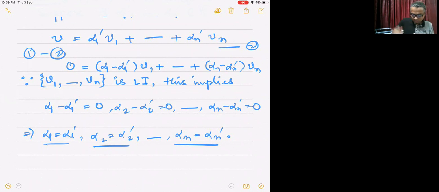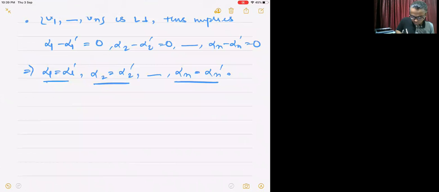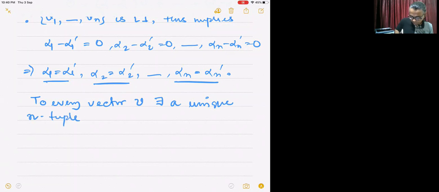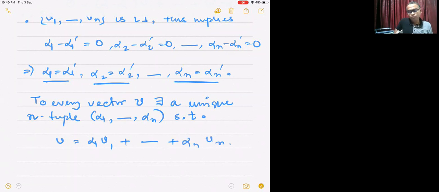which means to every vector v, there exists a unique n tuple alpha 1 up to alpha n such that v is equal to alpha 1 v1 plus ... up to alpha n vn. This is the first observation. Remember this. We'll come back to this very soon.